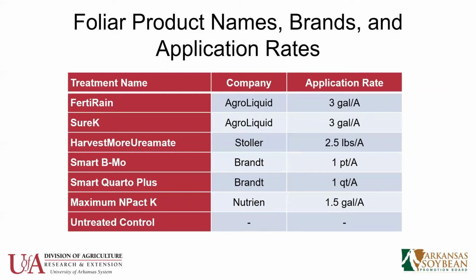This table lists the products that we tested, the corresponding companies, and the product rate that was provided by the company. You can see 2 products from AgroLiquid, Fertile Rain and Sure K. Both were applied at 3 gallons per acre. Harvest More Urea Mate from Stoller at 2.5 pounds per acre. Smart BMO and Smart Quattro Plus from Brandt. And then Maximum Impact K from Nutrien at 1.5 gallons per acre.